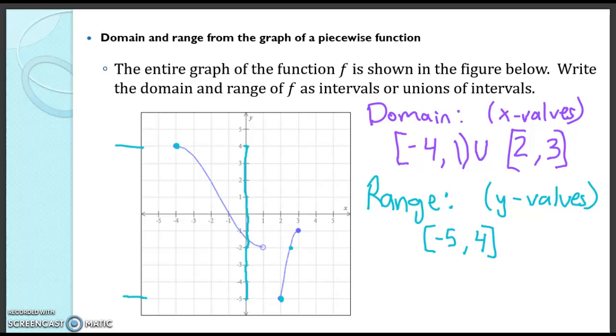Now, just make sure that you're always doing x values with domain and y values with range. Outputs, range, inputs, domain.